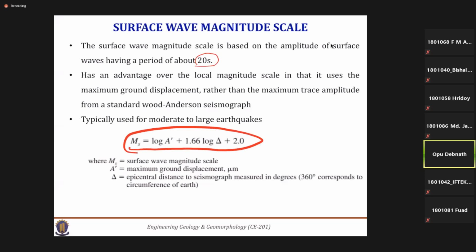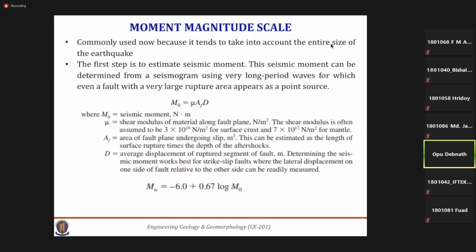In degrees. So if all of this information is available from any seismogram. And next, the last one is the moment magnitude scale. This is another scale, and this is useful for any size of earthquake, and it is based on the earthquake moment.